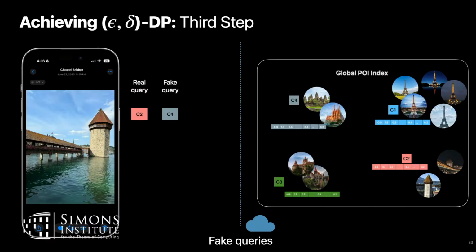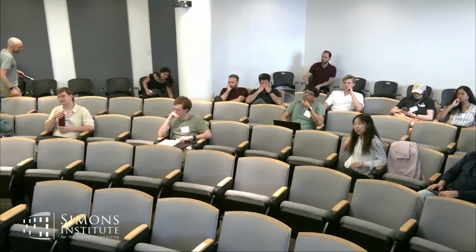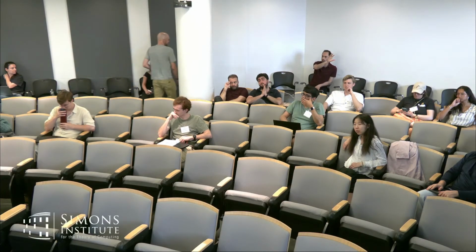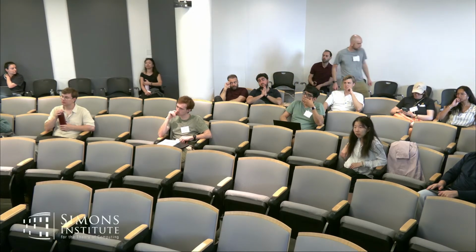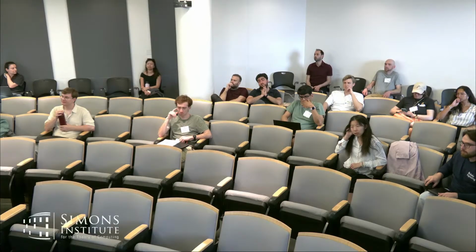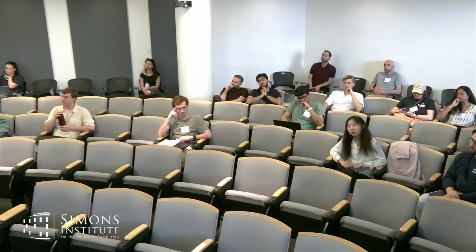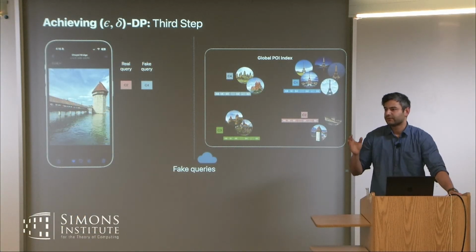Peter. What is the definition of DP here? Usually in DP, there are n users, and you take one user and you change their data or something like that. This seems to be like a single user. Yes, it's at the user level. It's not at the level of individual photos. It's at the level of users. If you can take one user out or not.